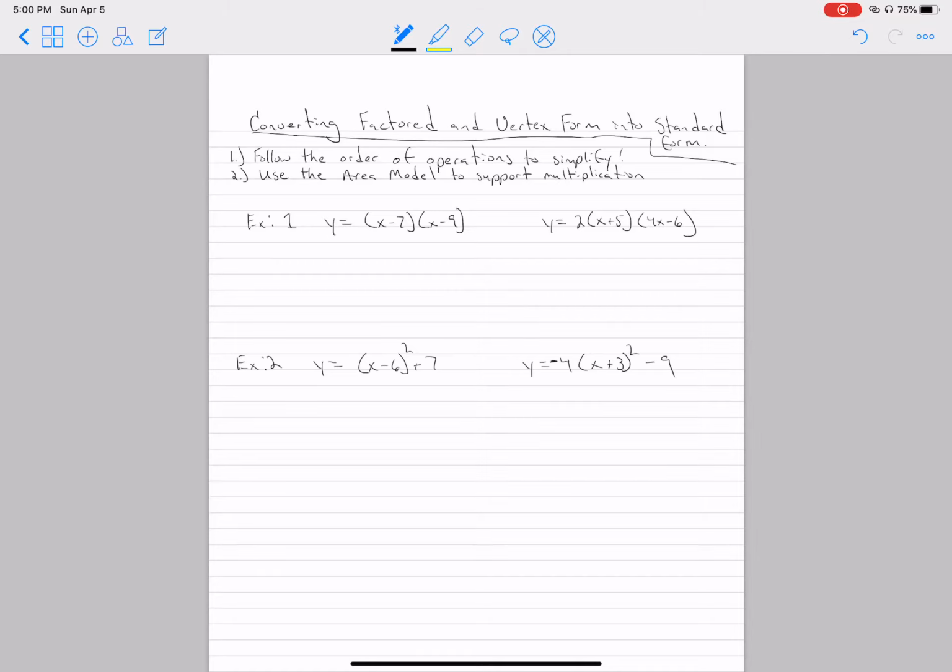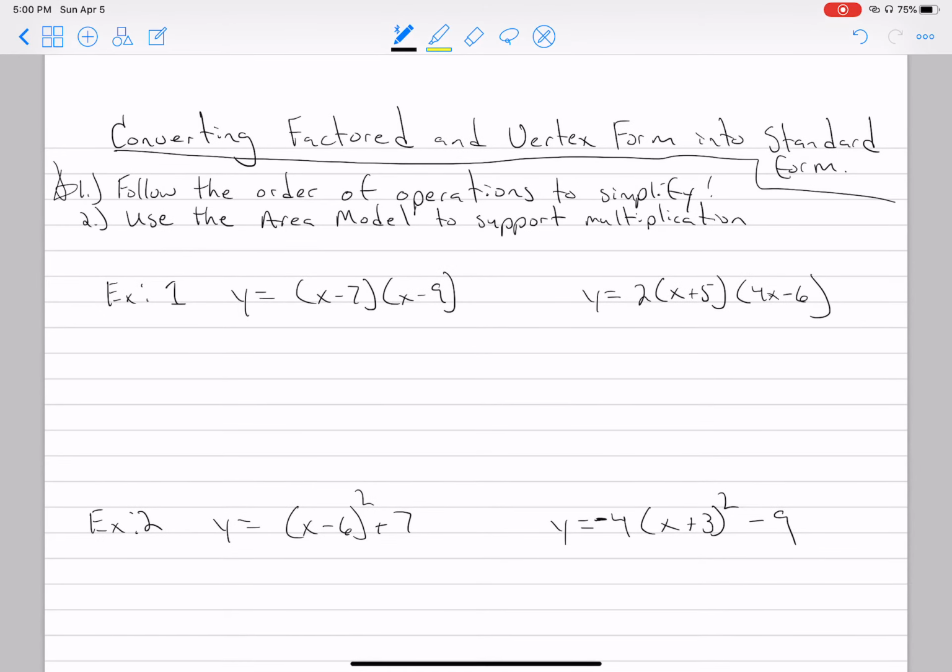Now we're going to convert between factored and vertex form, and we're going to convert those into standard form. And we're pretty much just going to do this by doing a couple problems, and do it the same way. Please make sure you write this down: follow the order of operations to simplify, and then we're going to use the area model to support with multiplication.